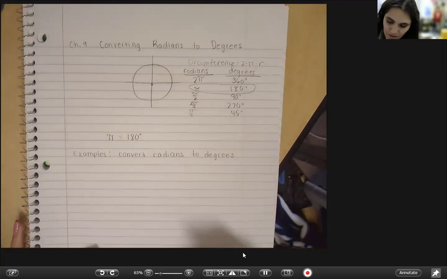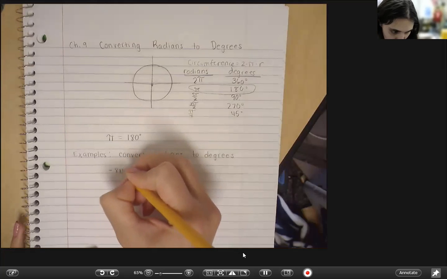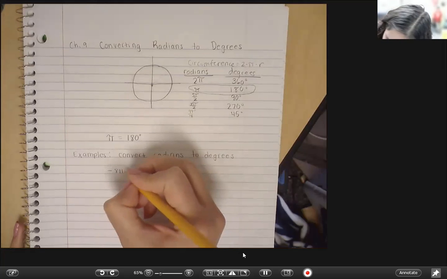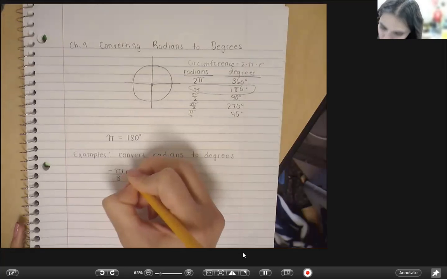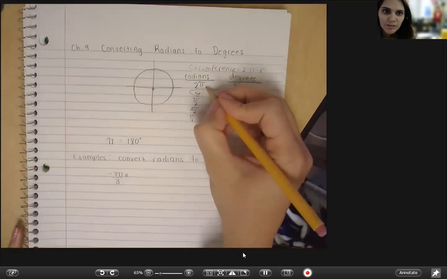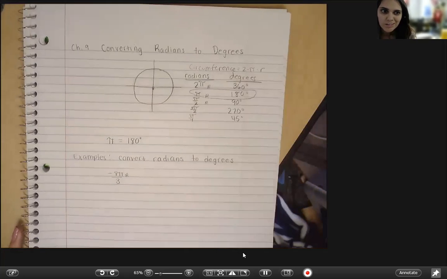Let's do one. Let's say it gives you -8 pi over 3 in radians. Sometimes they put an R to let you know it's radians, like we could put an R here and an R here, and so on and so forth. Sometimes they don't.